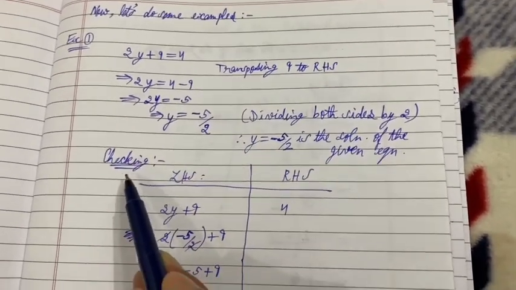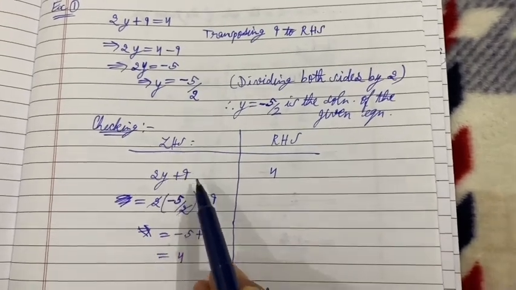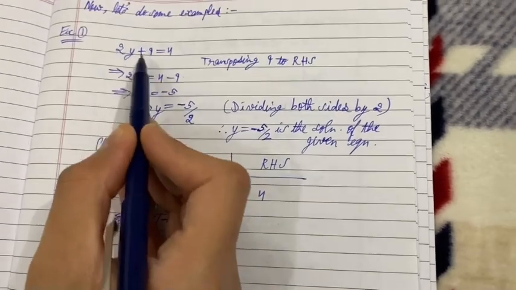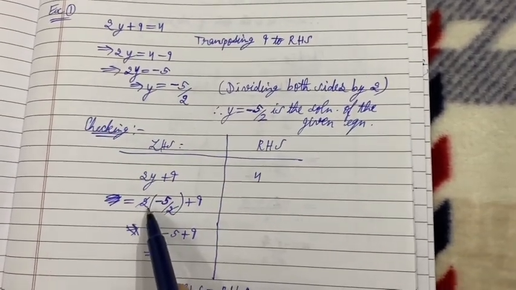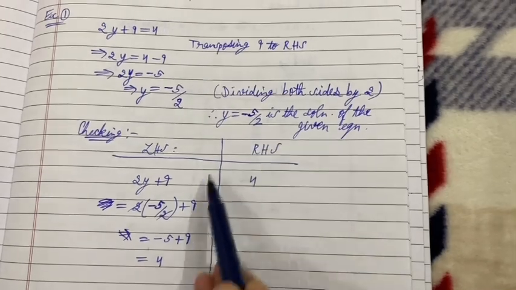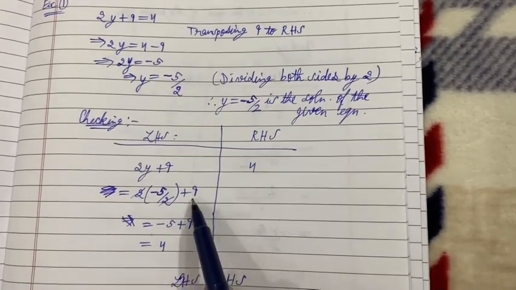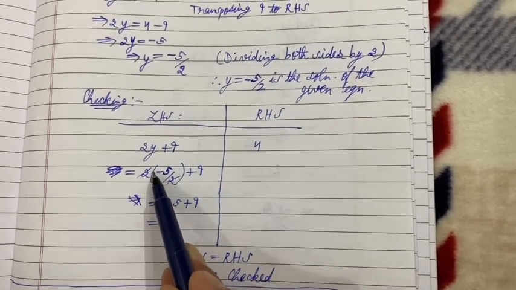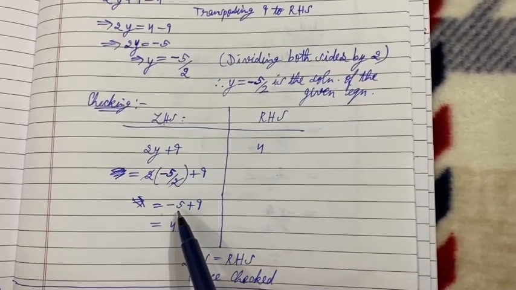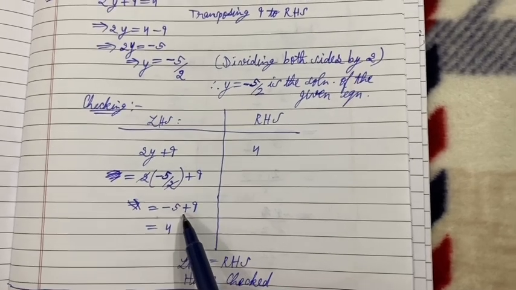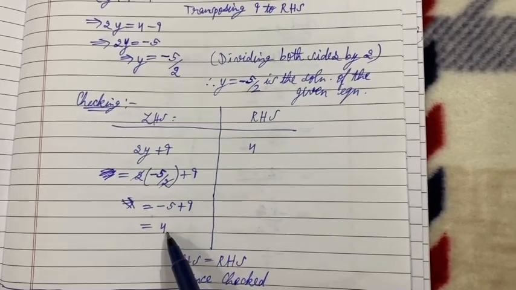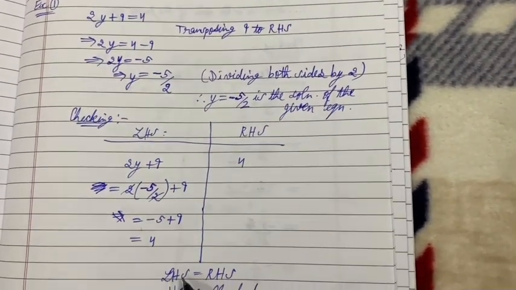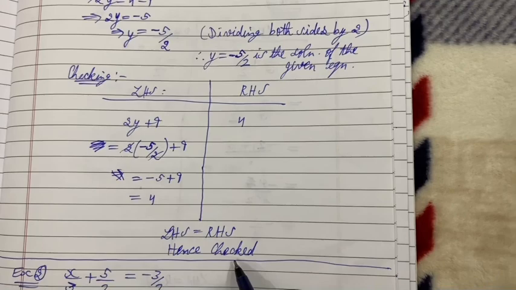Now let's check also. Let's see first LHS, 2y plus 9. So 2 into minus 5 by 2 plus 9. The 2 and 2 will cancel, so minus 5 will be left. So minus 5 plus 9, which is 4. And RHS is 4. So LHS equal to RHS, hence checked.